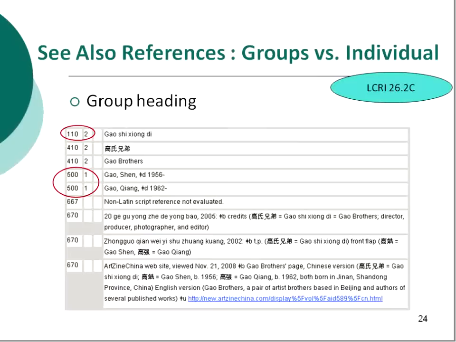First screenshot, group heading. If you notice, the group heading was set up under 110 as a corporate body, and in the big red circle here, two 500 fields are referred from the two individual names.